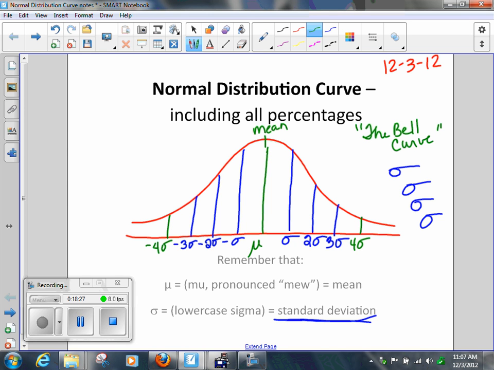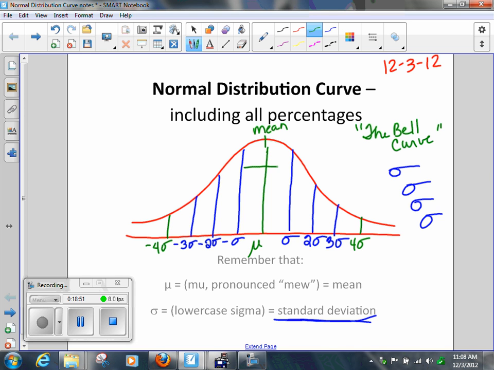If you're up here in this portion of the curve, 4 standard deviations away from the mean, you got it going on. You're like hundreds. All right, but that's what you're looking at. Now, what does all that mean? It said including all of the percentages, okay?